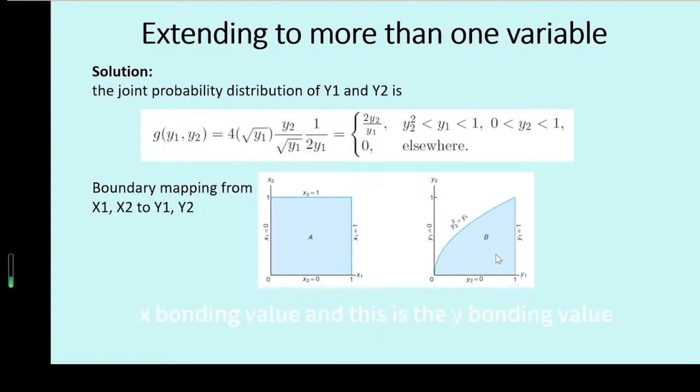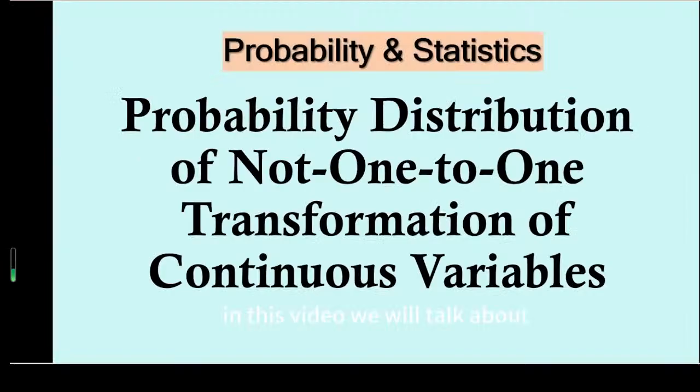In this video, we'll talk about the probability distribution of a function with a not one-to-one transformation of continuous variables.